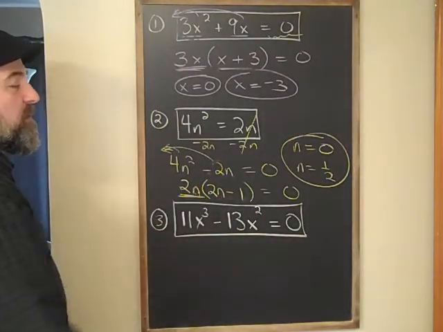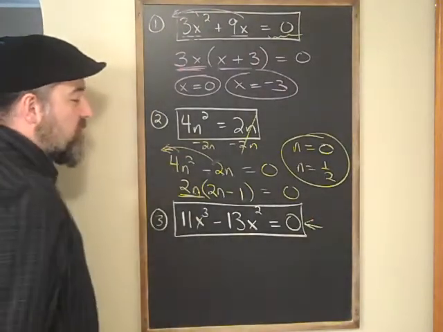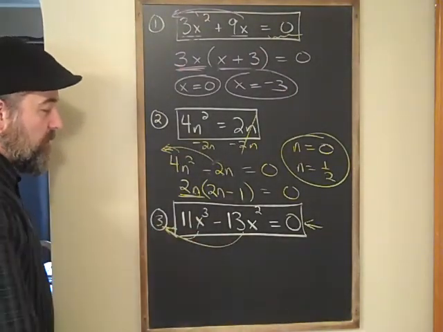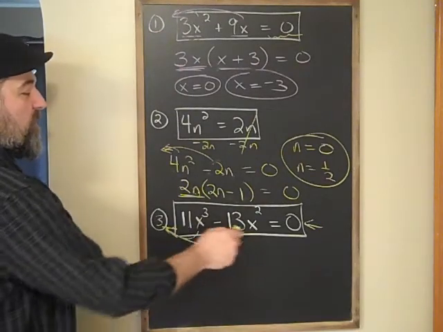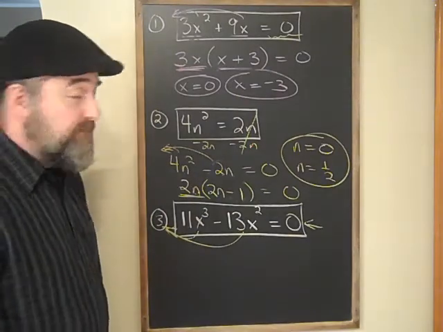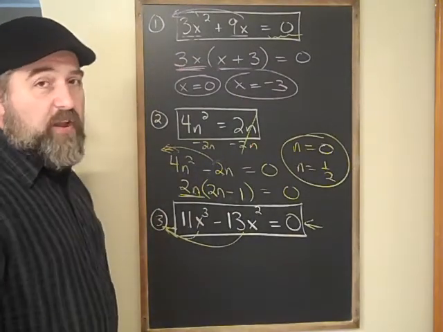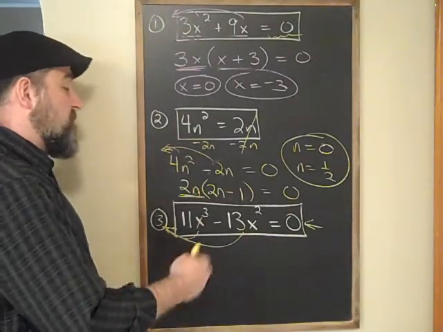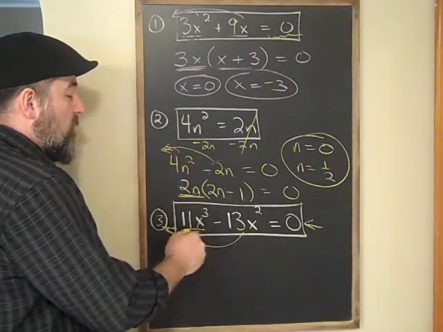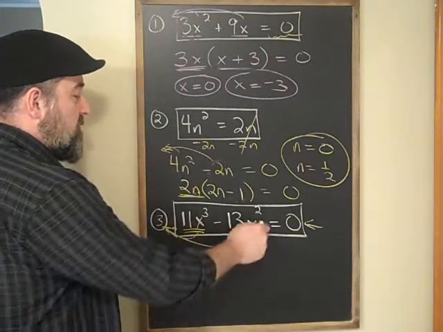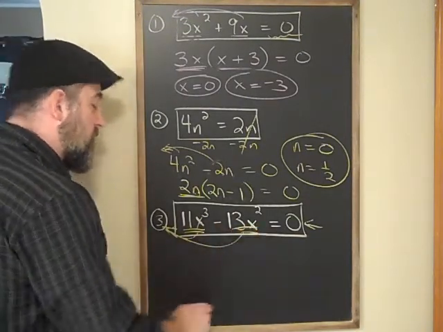This last one, conveniently, it's equal to 0. So we just have to factor out the greatest common factor. What's the greatest common factor between 11 and 13? 1. So it doesn't make sense to factor a 1 out because you're still left with an 11 and a 13. So there's no number we can factor out. What's the greatest variable we can factor out between the two terms? x cubed and x squared. The biggest one we can factor out is x squared.